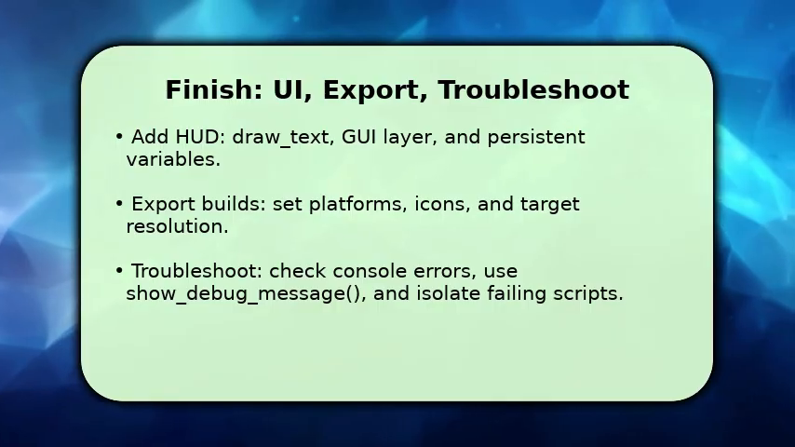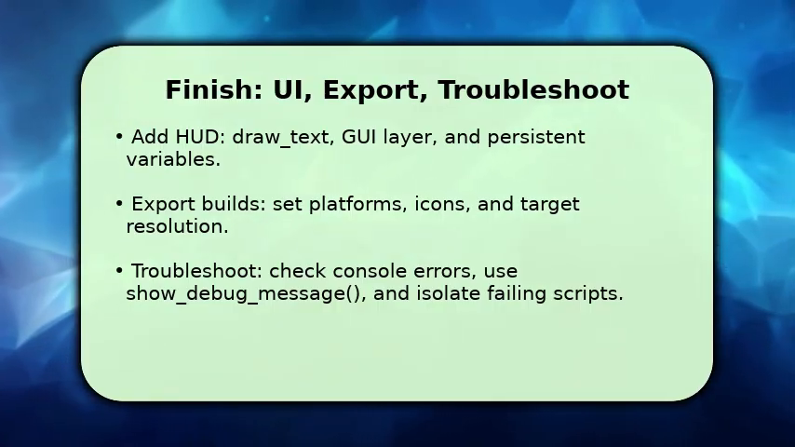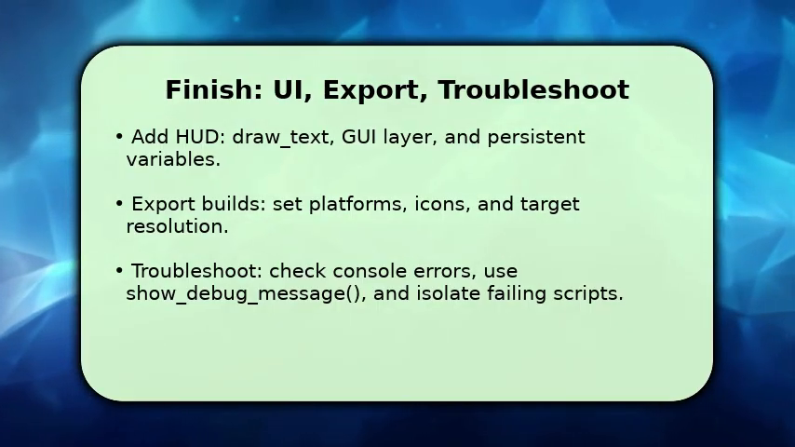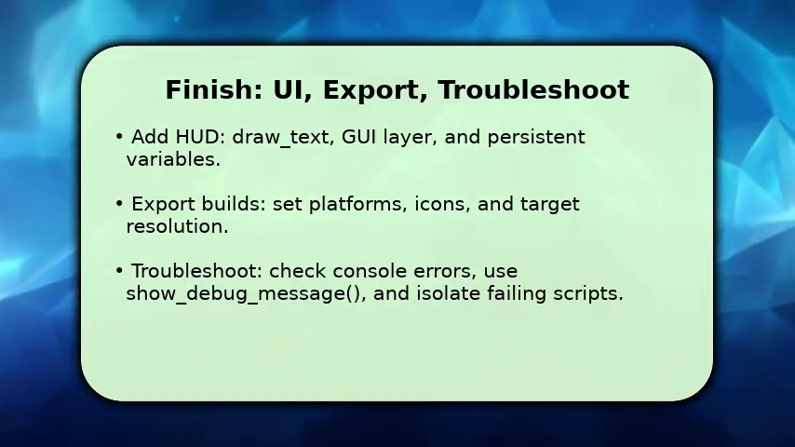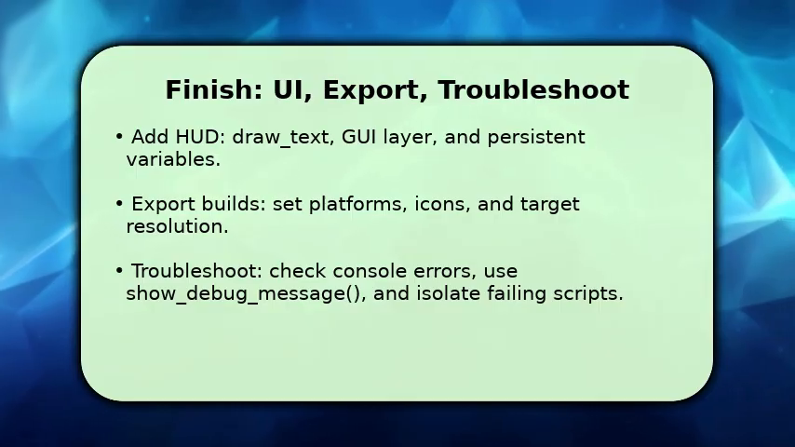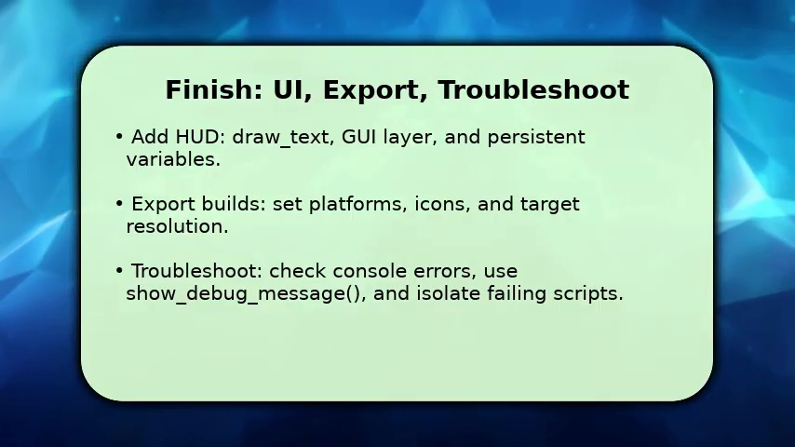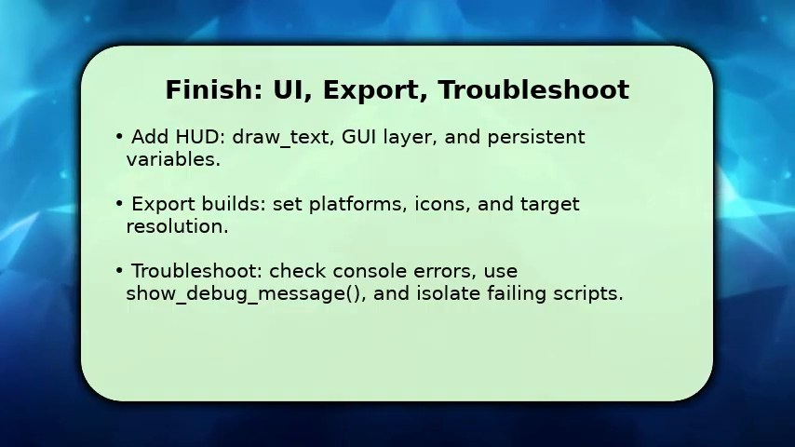If something breaks, check the output console for errors and sprinkle show_debug_message calls to trace values. When needed, isolate the failing script by disabling objects one at a time. This method narrows bugs quickly and gets you to a stable build.